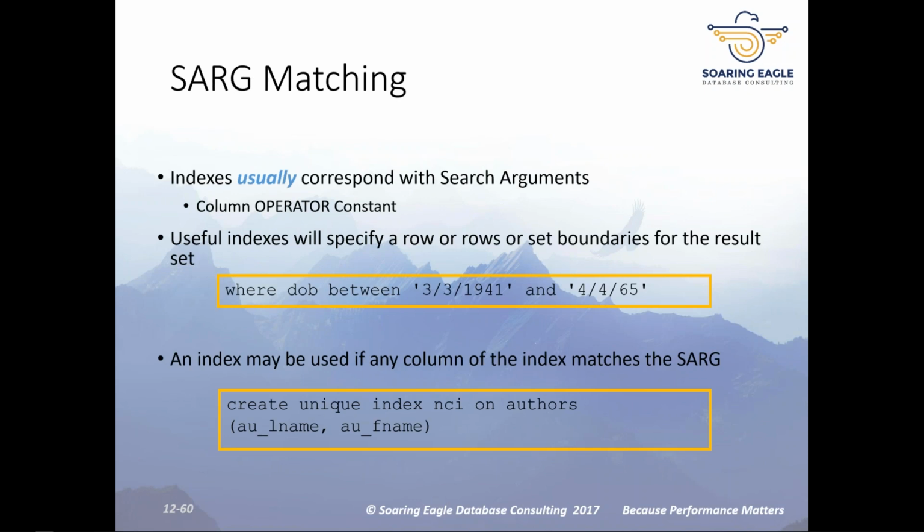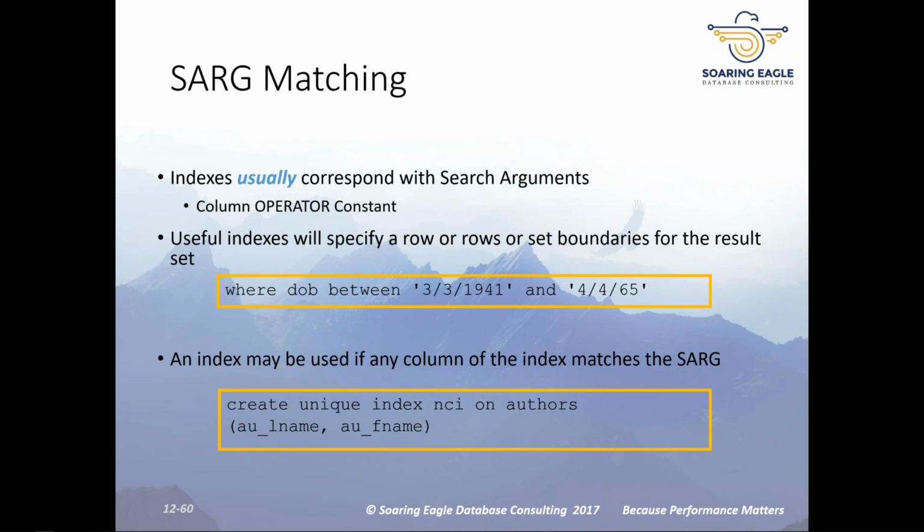So, as we start looking at the where clauses and the join clauses, what we want to do is match the search arguments or the join clauses up to existing indexes. Now, the index is generally going to correspond with the search argument of the type column operator constant. ID equals 1. Date equals today, 8/29/2018. A useful index, note that not all indexes are going to be useful, will specify some sort of boundary for the result set, because once again, we're trying to restrict the number of rows coming back.